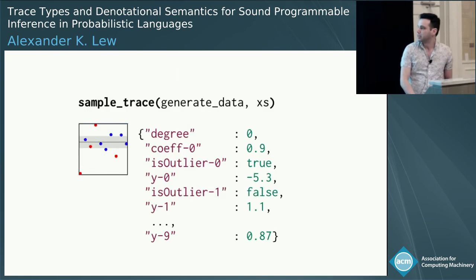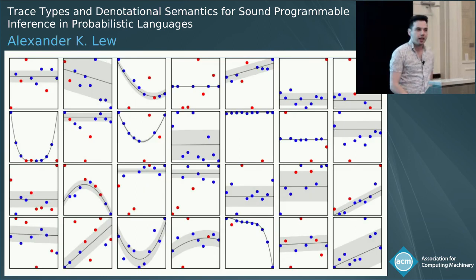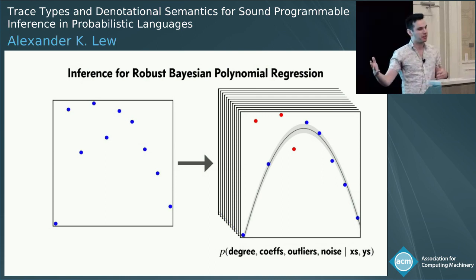Okay. And we can generate lots and lots of traces and visualize them to get a sense of the assumptions that are encoded in our model. So these are the sorts of data sets that our model is going to be able to explain. But of course, what we really want to do is not just generate a bunch of fake data. We want to analyze real data and do inference about it.